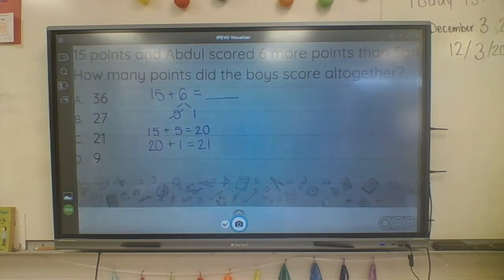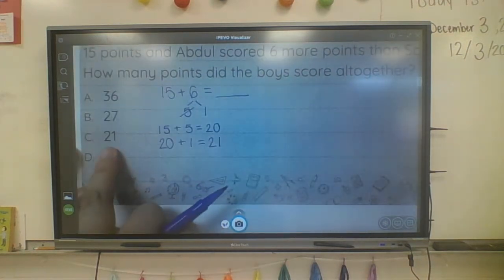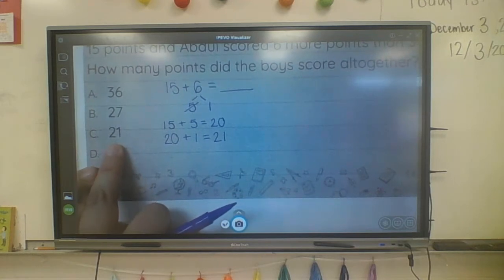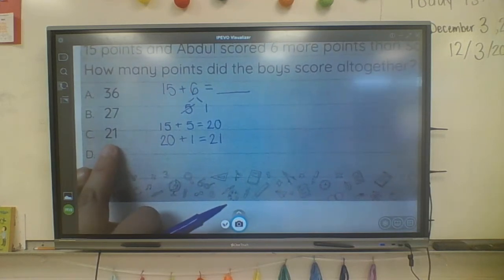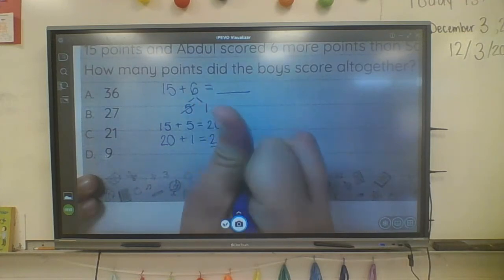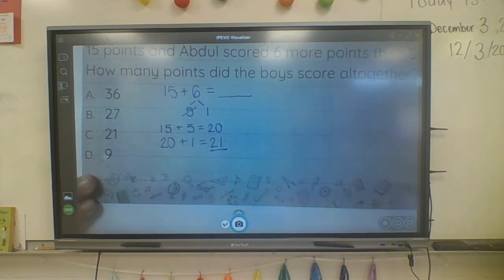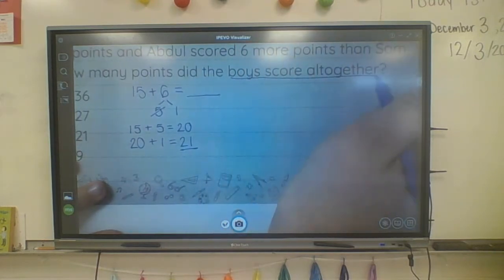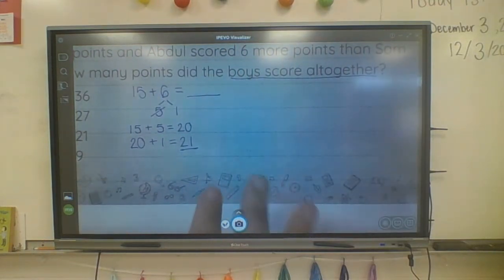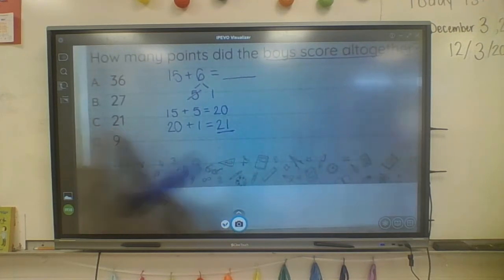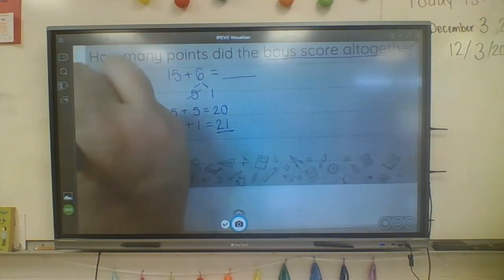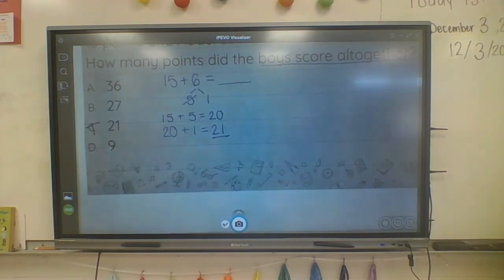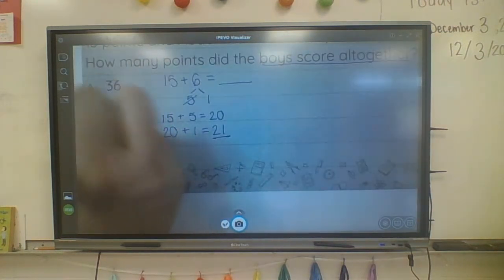Okay? If we look at our answer choices here, we can see that 21 is listed by C, but C is not my answer. 21 is the answer for what Abdul scored, but remember we talked about that we want how many the boys scored all together. So C is a trick, and we talked about that in class, that sometimes with our multiple choice there could be a trick on there. So C is not my answer. I'm going to cross it out.